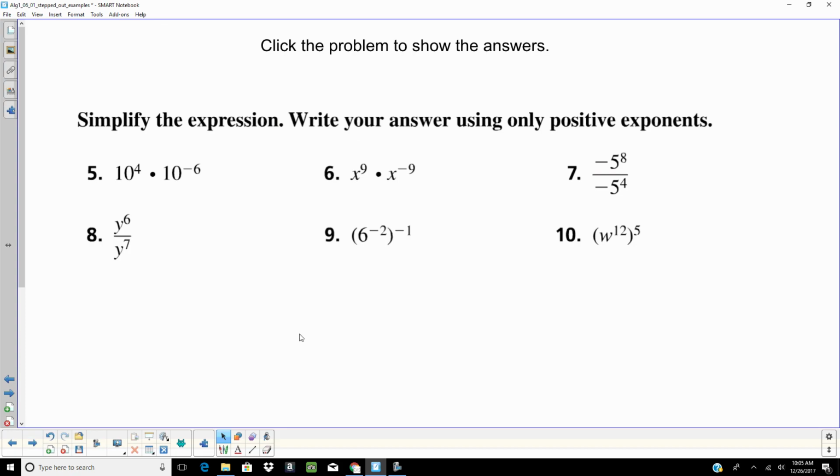All right, why don't you hit pause? Try these 6 problems on your own.